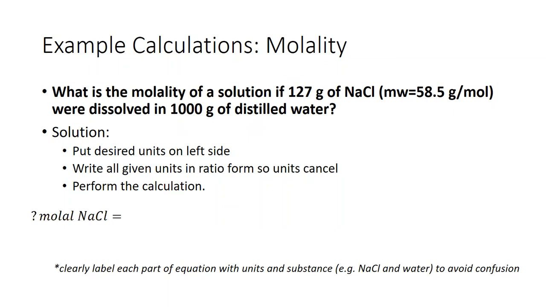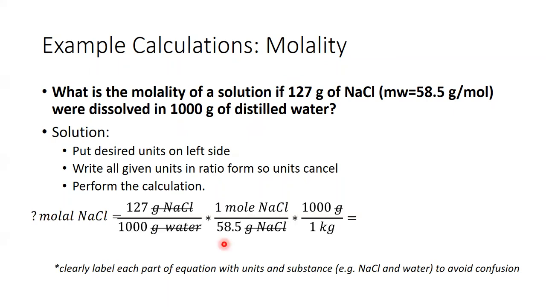And we want to write what we do know. We know that we have 127 grams of sodium chloride. We know that we have 1,000 grams of water. So we need to get moles out of this. So we need to multiply by the reciprocal of the molecular weight, so that grams of sodium chloride cancels out and we're left with moles on the top, which is one of the units that we need remaining.